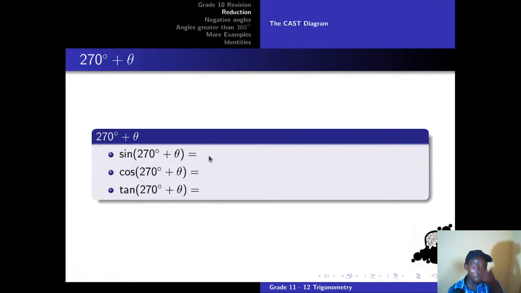If we're working with 270 degrees plus theta, according to the CAST diagram, this is in the fourth quadrant. In the fourth quadrant, only cos is positive. So sine of 270 degrees plus theta is going to give us negative cos of theta. Just remember, when dealing with 270 and 90 degrees, the trig ratios have to change. Cos of 270 degrees plus theta is going to give us a positive sine of theta. Tan of 270 degrees plus theta is going to give us a negative cot of theta.